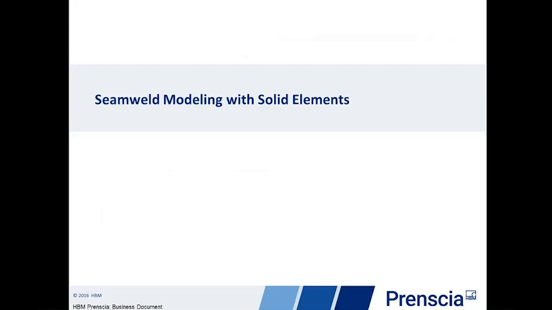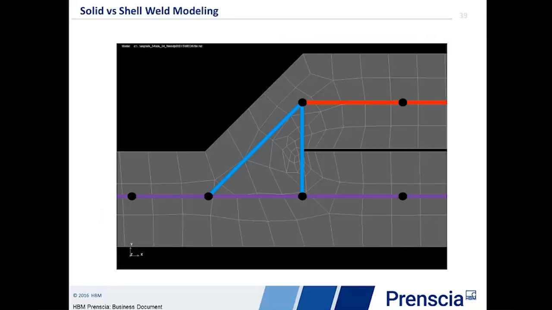There's also an approach where we can use solid modeling. What we have here is the red, cyan, and purple representing a mid-surface shell mesh that I might represent a weld with. And the gray is a solid mesh that could be representative of the same structure. And what we want to do is use a solid mesh in this calculation.